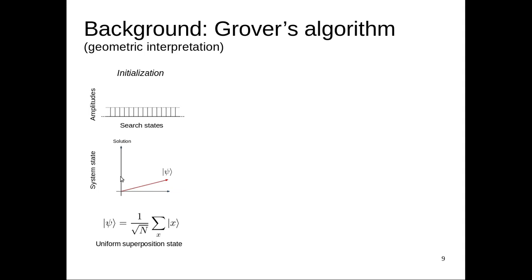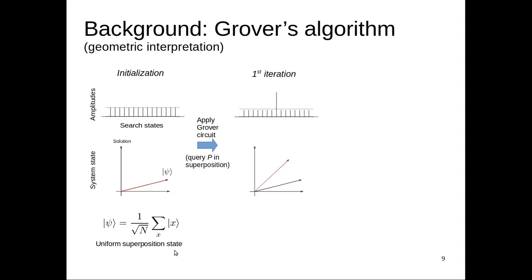From the initialized uniform superposition, we're going to apply the Grover circuit, so a series of gates, which is effectively going to query the predicate in superposition. And what that's going to do after the first iteration is increase the amplitude associated with the solution state and decrease the amplitude associated with all of the other states. In terms of this graphic in the middle here, we can see that our red vector representing the quantum state of our system has now rotated closer to the y-axis that represents the solution state. After another iteration of Grover's, we can see that the amplitude associated with our solution state has gone up even more, and the other amplitudes have reduced even more, and this red vector is getting even closer to the y-axis.